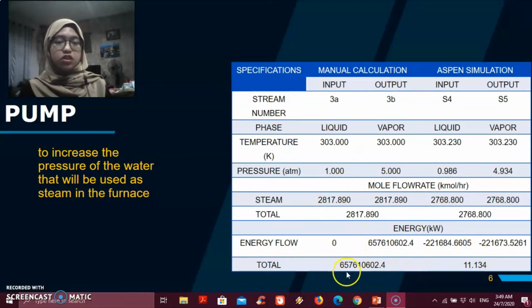In the manual calculation, we have around 600 million kilowatt, while for Aspen simulation it is only 11 kilowatt. This is mainly due to the different method used for the calculation. For the manual calculation, we use work done as the energy flow, and the Aspen simulation is maybe more accurate than the manual calculation.